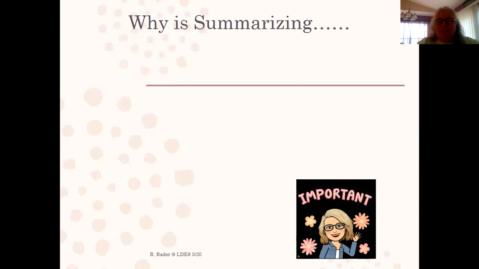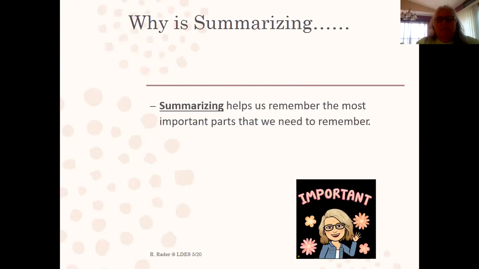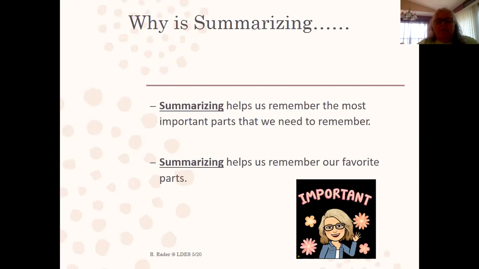So, why is summarizing important? You ever thought about that before? Why do we have to summarize? Well, summarizing helps us remember the most important parts that we need to remember of what we're reading. And summarizing helps us remember our favorite parts. There are things that we read and it's like, oh, that's my favorite part. And summarizing makes you more aware of your favorite parts of what you're reading.